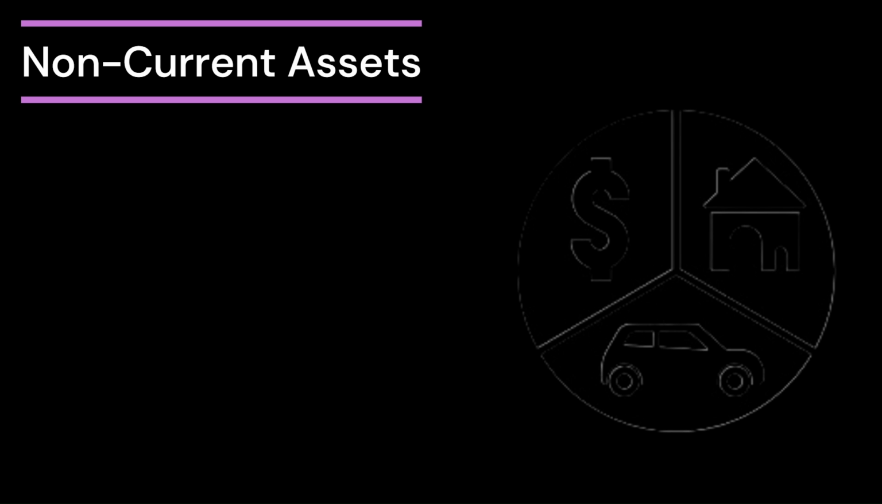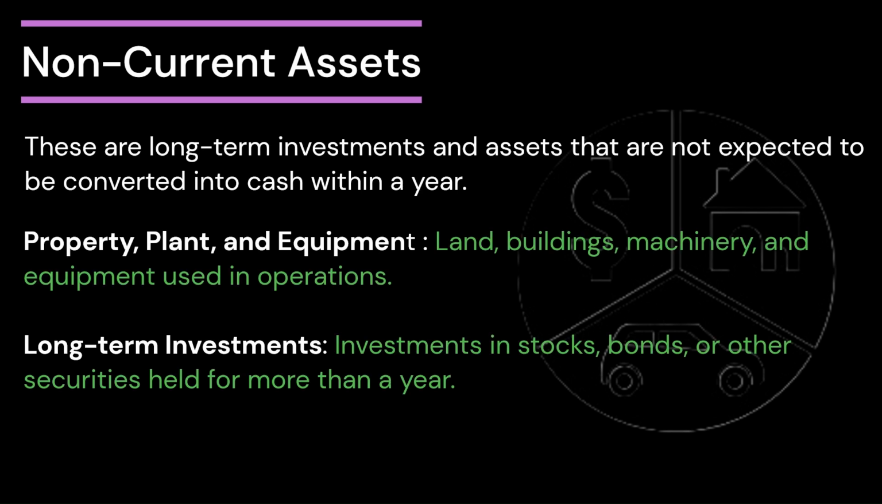Now, next is non-current assets. These are assets that are not easily converted into cash within a year. They are expected to generate income for the business over many years. Some of them are land, building, machinery, equipment used in operations. Equipment is like tools that we use in the factories during business operations. Investment in stocks, bonds, securities, which gives us returns in the long term.